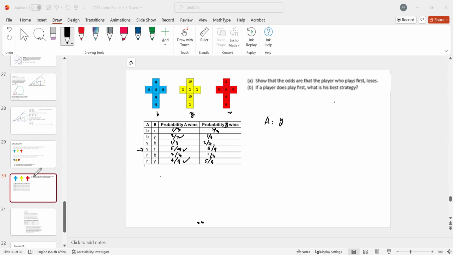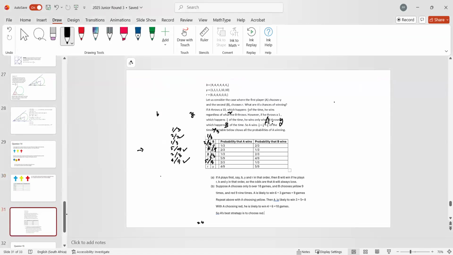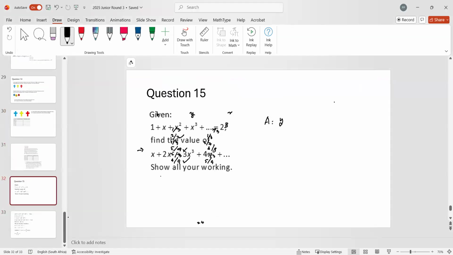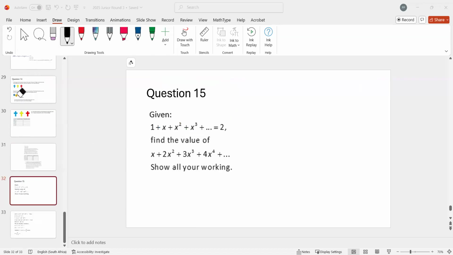All right, let's get on to the next problem. Happily, this is the last one. So A's best chance, the last line, is to choose red. Okay. This was quite a difficult round three.